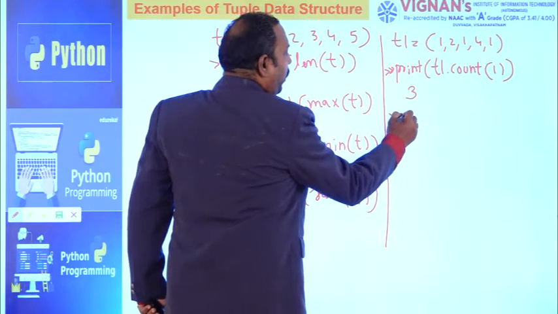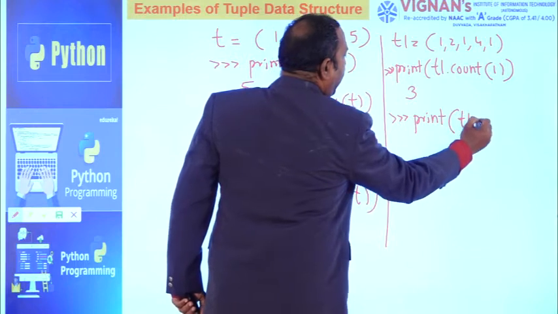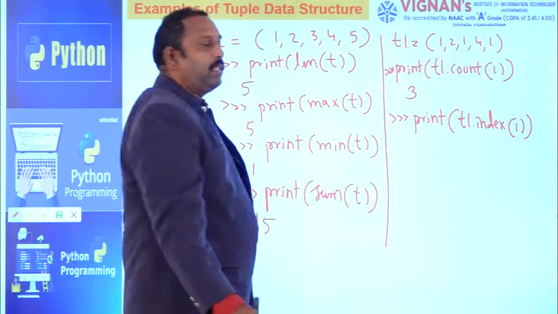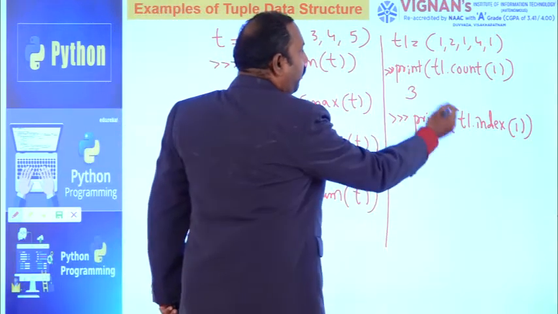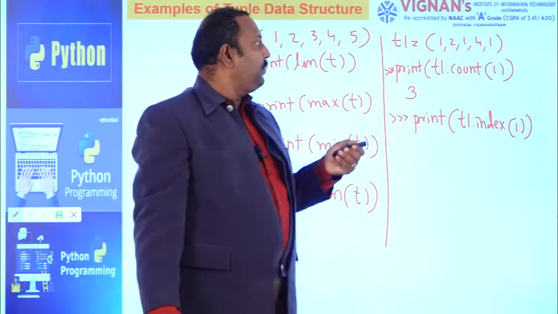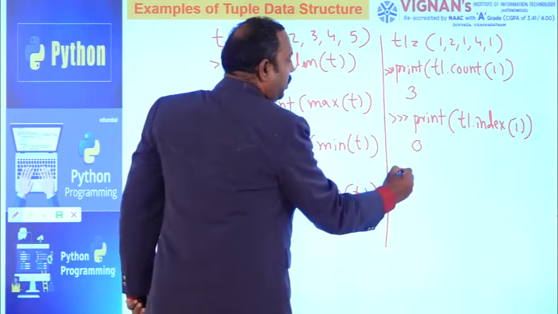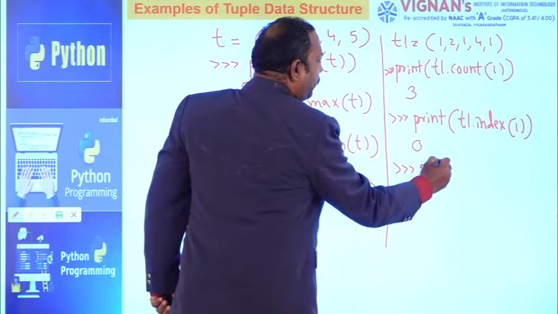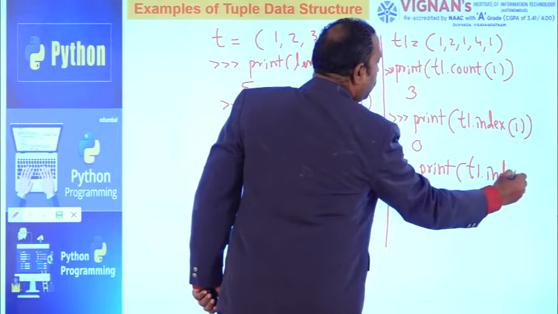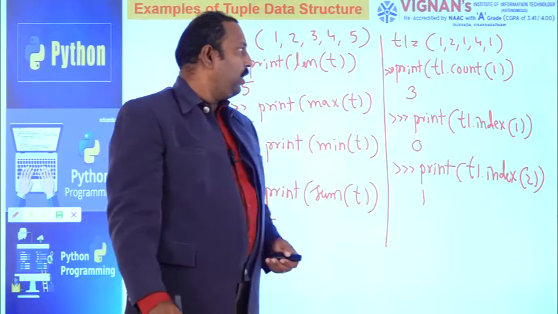For example, I want to print T1 dot index of 1. So what is the index value of 1 here? 1 exists 3 times, but it will always consider the first existence. First existence is nothing but first index, which is 0. Similarly, suppose I want to print T1 dot index of 2. You will get the index value 1.